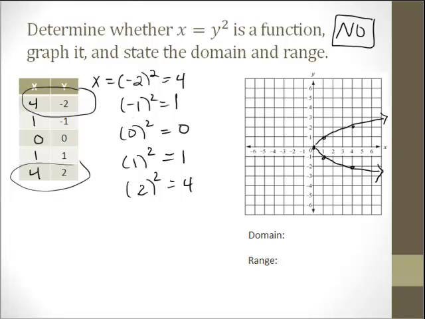What's the domain? Remember, domain will be all the x coordinates. So the domain is going to be 0 to infinity. And how about the range? The range is going this direction and this direction. So the range is actually going to be all real numbers. You can write it that way or this way.